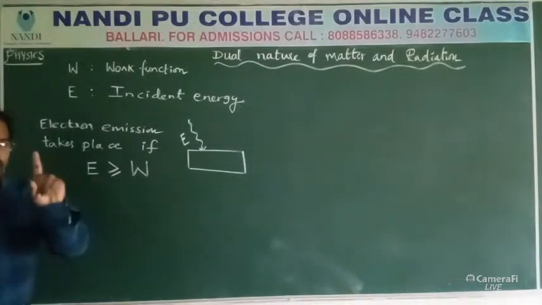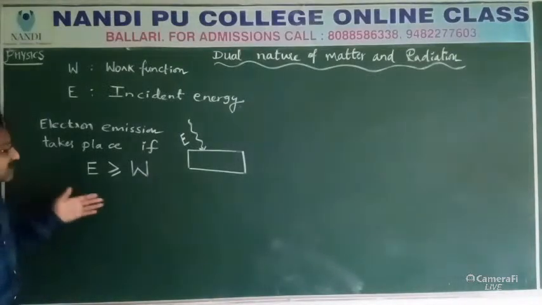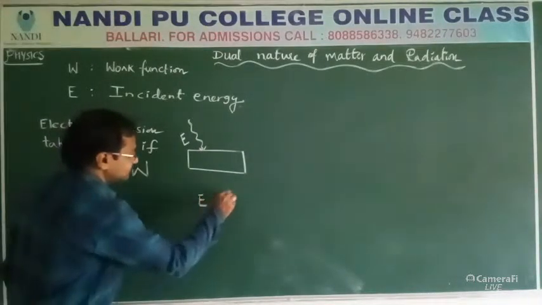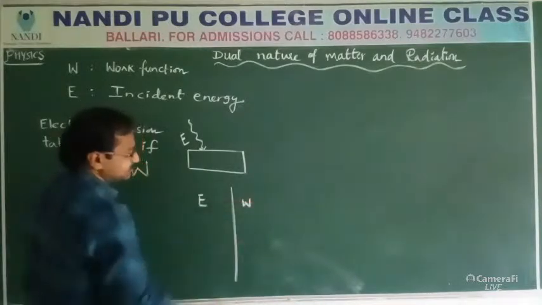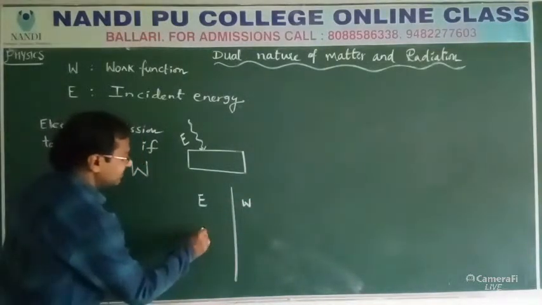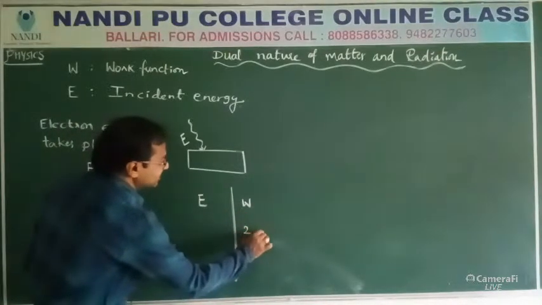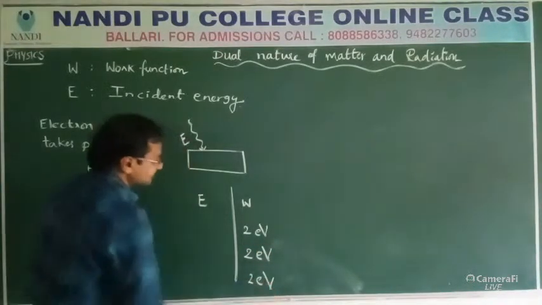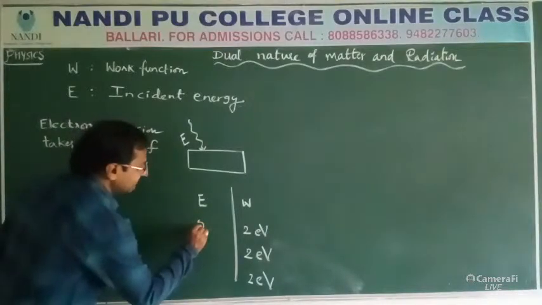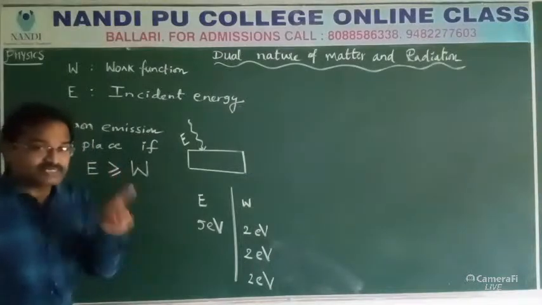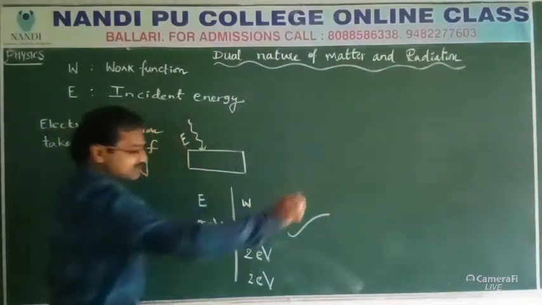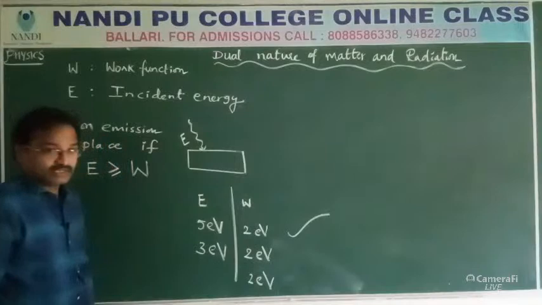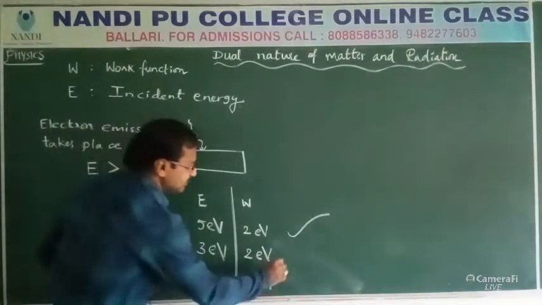If work function is 1 electron volt, if incident energy is 2 electron volts, see here, E, W. Okay, children? Now E, W, I will write here 2 electron volts in all cases. Now incident energy is 5 electron volts. Electron emits or not? Yes, electron emission takes place. Now incident energy is 3 electron volts. Electron emits or not? Yes, because it is greater than that only.